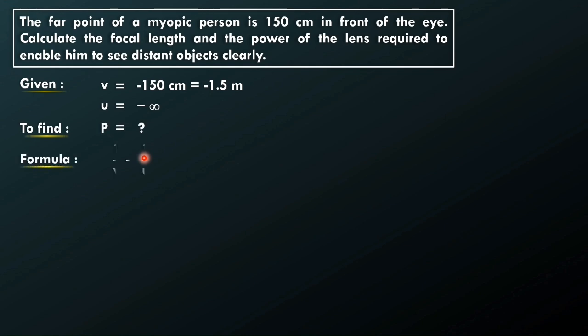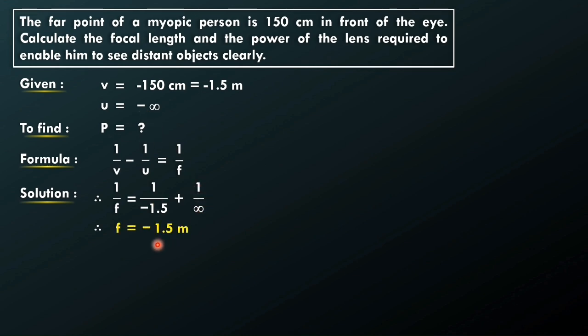First we apply the lens formula to calculate the focal length. So guys, do the calculation by yourself. Okay, now see the solution. 1 by f equal to 1 by v minus 1 by u. Now substitute this minus 1.5 meter for v and minus infinity for u. After calculation we get f equal to minus 1.5 meter.